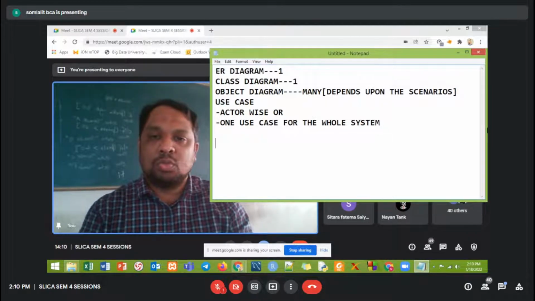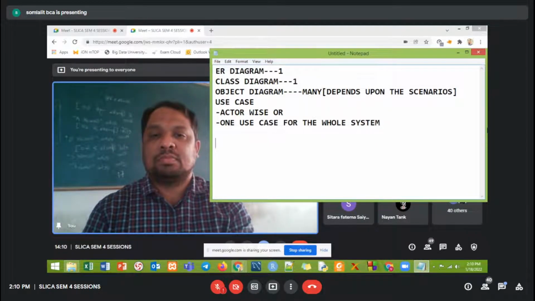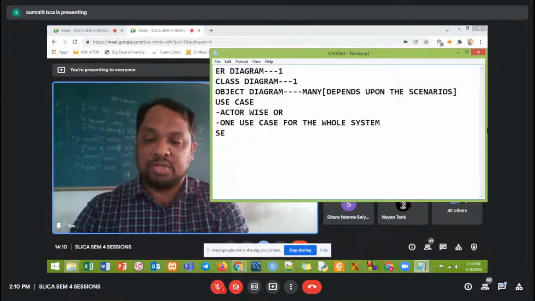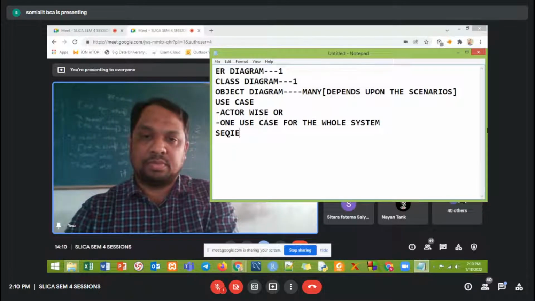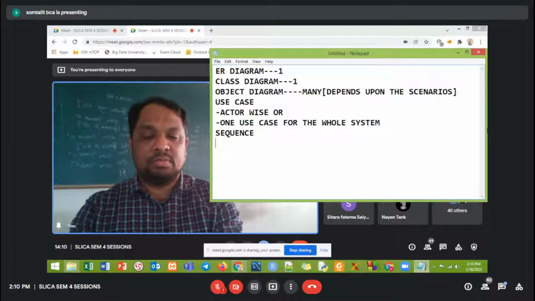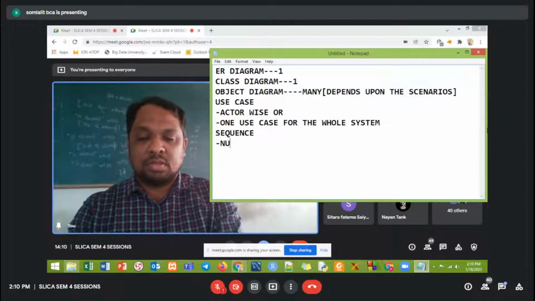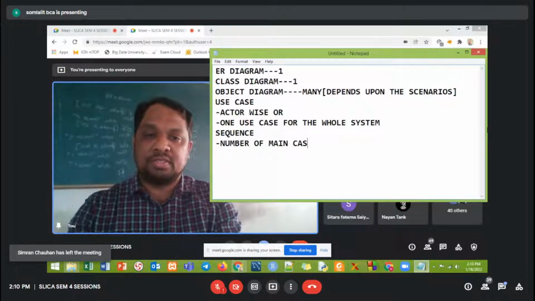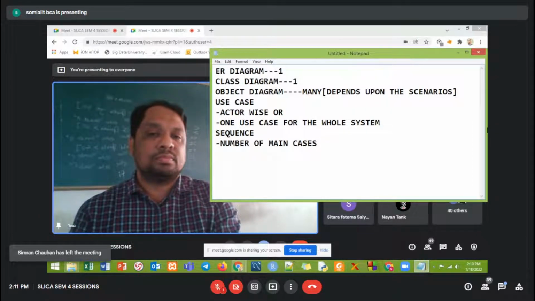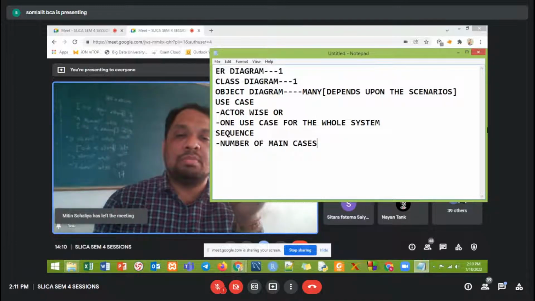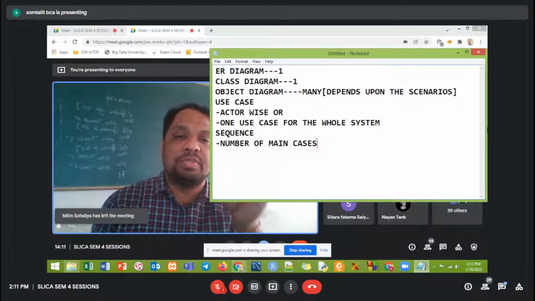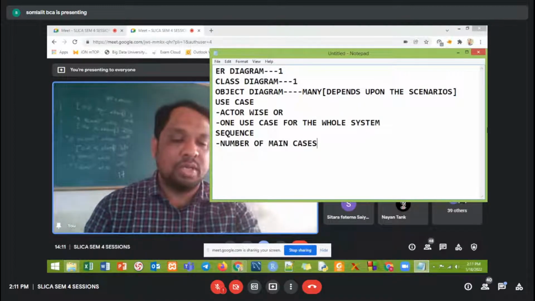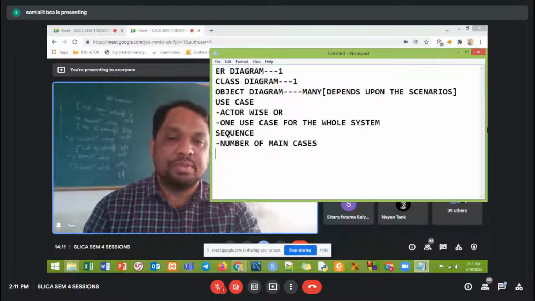So after use case, class, objects, then sequence. Sequence diagram is actually the number of use cases, I would say main cases. How many sequence diagrams do you need to draw? You need to draw as many sequence diagrams as the number of main cases you have. Now collaboration is not there in your syllabus, that's the reason I have skipped.